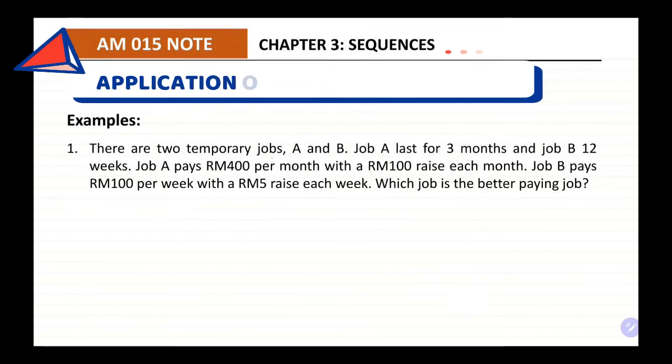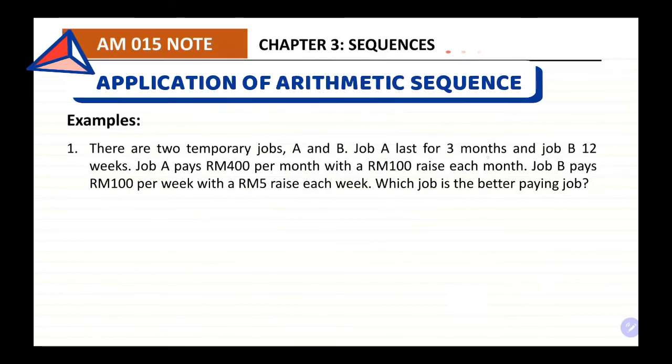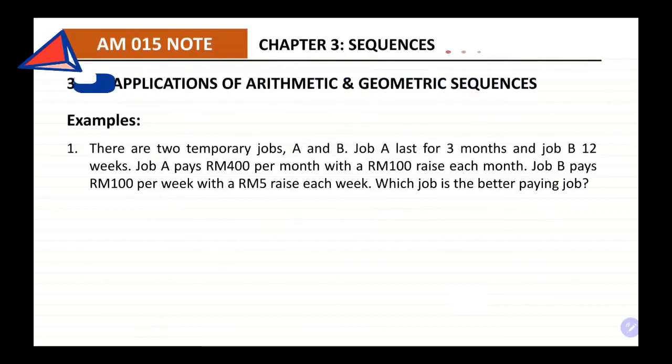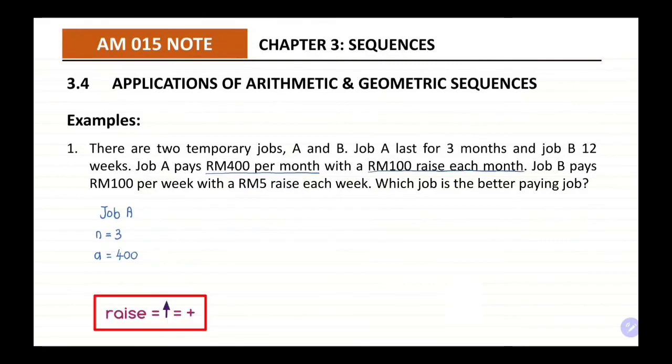There are two temporary jobs, A and B. Job A lasts for 3 months and job B 12 weeks. Job A pays 400 per month with a 100 rise each month. Job B pays 100 per week with a 5 ringgit rise each week. Which job is the better paying job? So we look at job A. Job A lasts for 3 months, so n equals 3. Pays 400 per month, so our first term is 400 with RM 100 rise each month, so d equals 100.